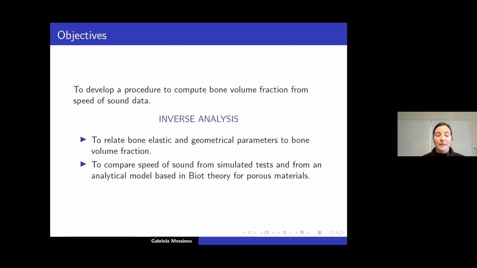The procedure is based on an analytical model posed in terms of geometrical and elastic parameters of bone, which in turn result to be related to the volumetric fraction. So the speed of sound can be put as a function of bone volume to total volume only, and the estimation of the bone volume to total volume is found by minimizing the difference between the speed of sound measured in a transmission test and that calculated with the analytical model.